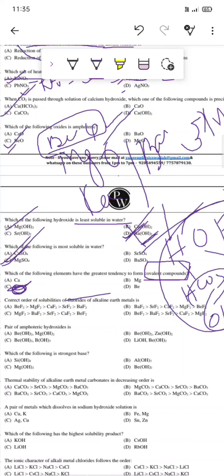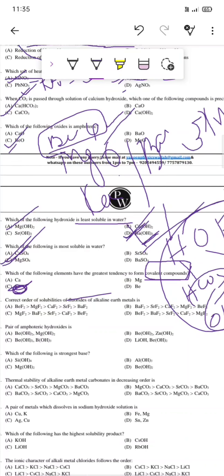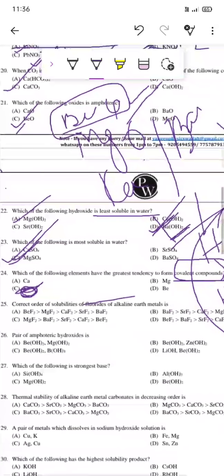Therefore, inversely proportional to size. Therefore, Mg. Mg is the most covalent. 24 maybe B answer. 24 D. Okay, beryllium. Yeah, at first B, D. This is D.